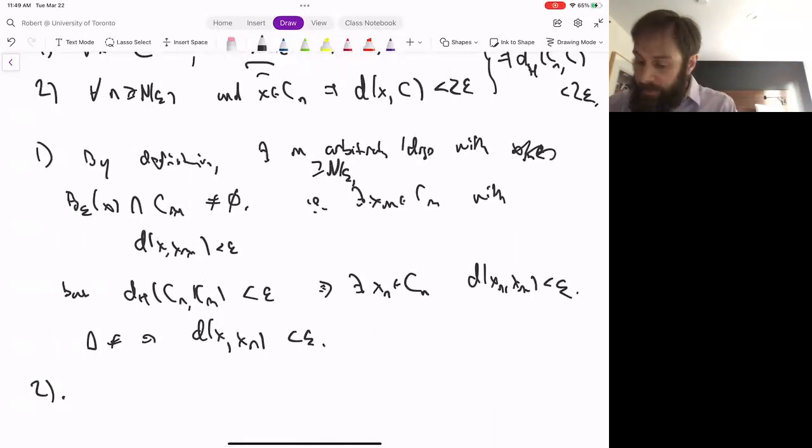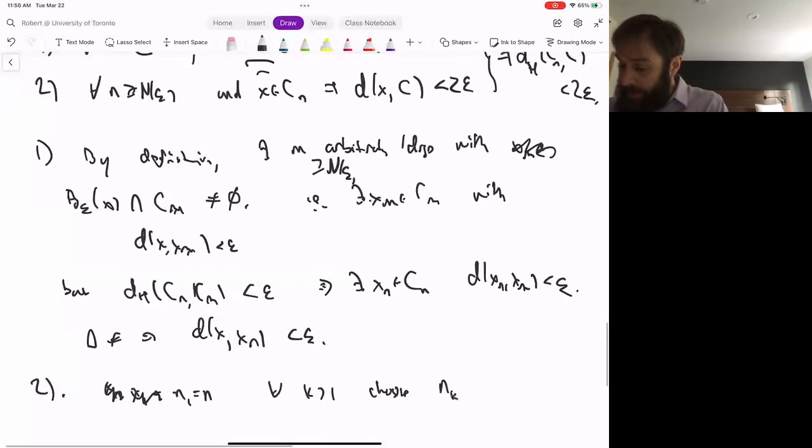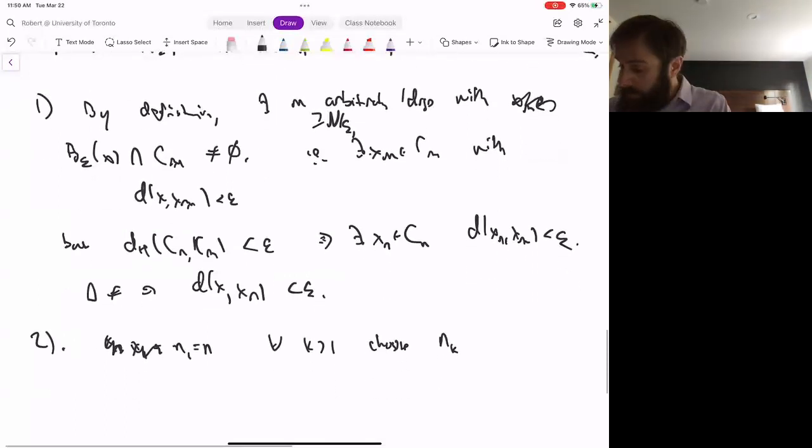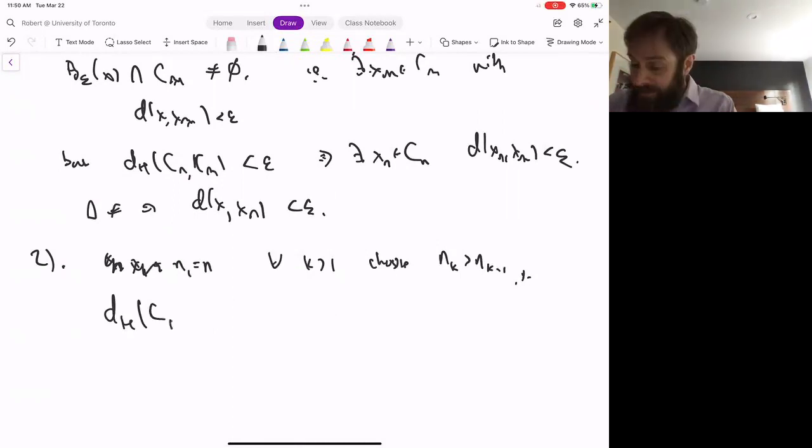So I'm going to fix n1 to be n. And for larger integers k, I'm going to choose nk larger than nk minus 1, such that the Hausdorff distance between, let's say, CP and CQ is less than epsilon over 2k if P and Q are bigger than nk.